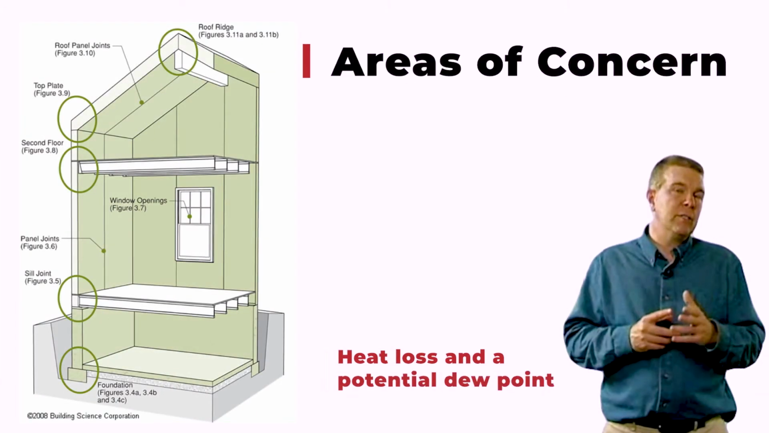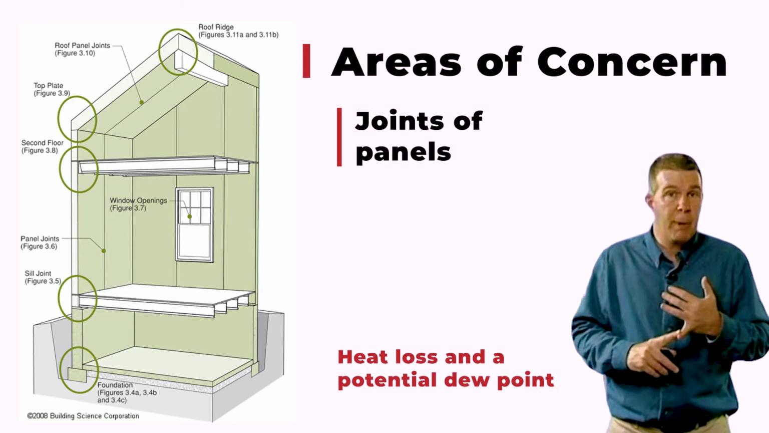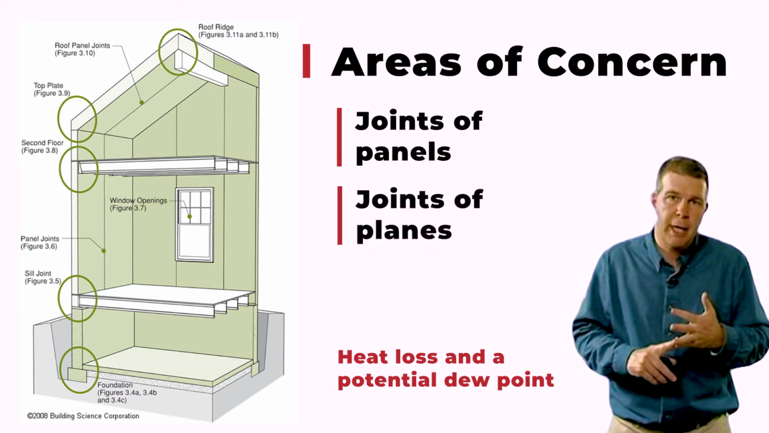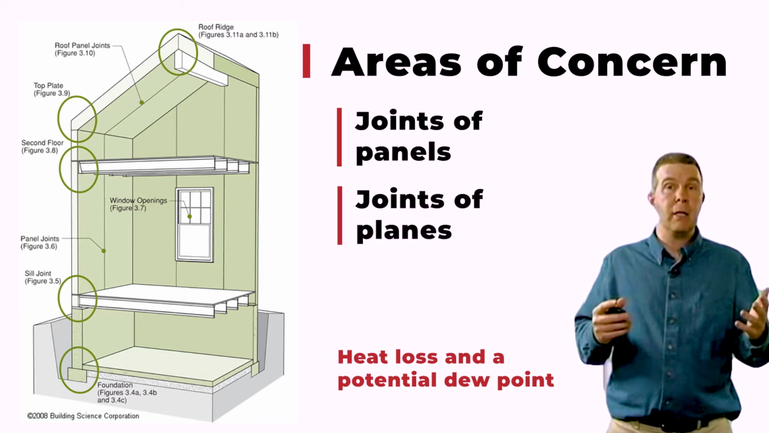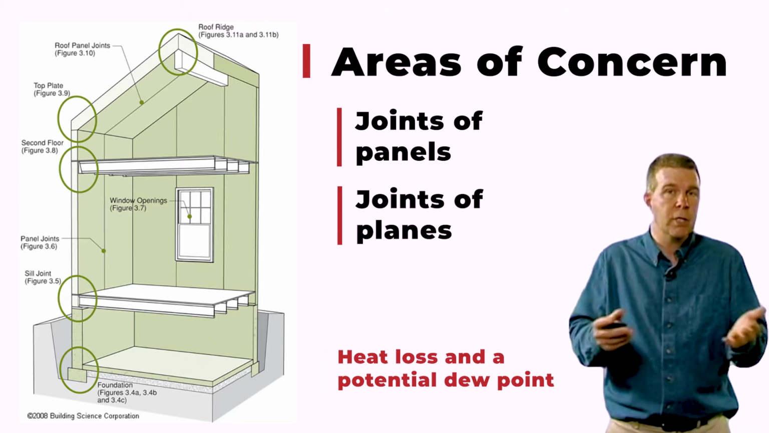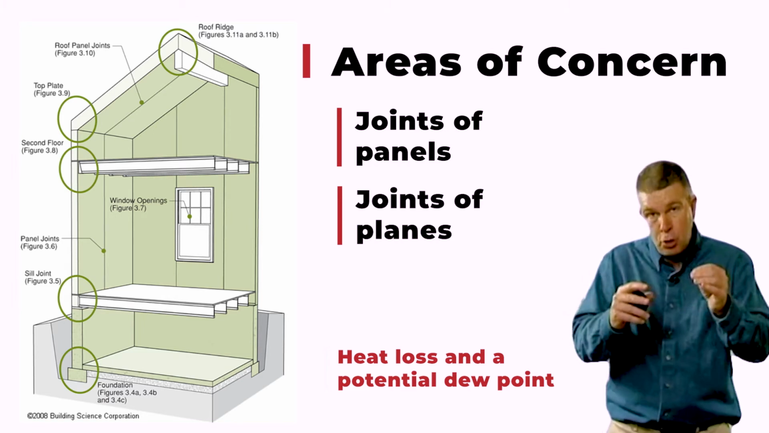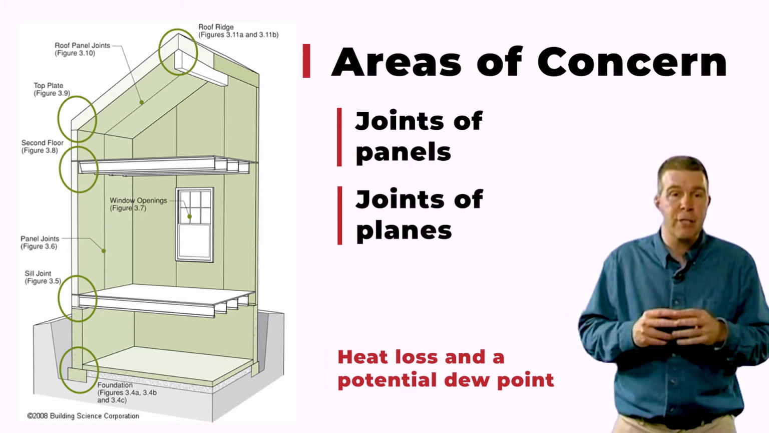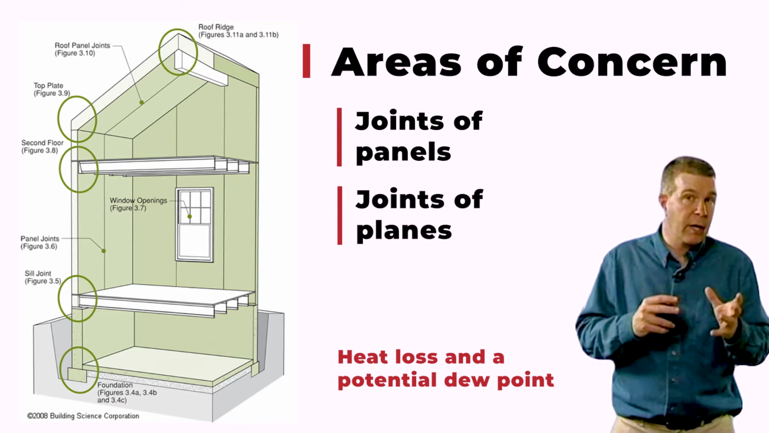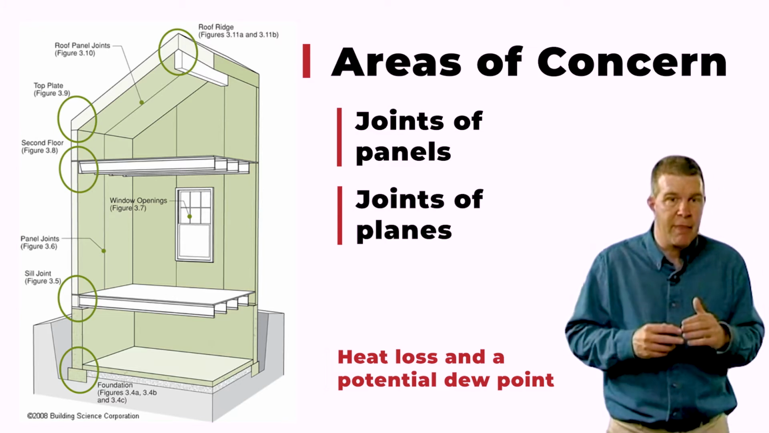There are certain areas of concern. We'll call these areas of concern the joints of the panels and the joints of the planes. Again, the panel is darn near perfect. We've already described what it is and how it works. It's always going to be these joints and the connections of the planes that you as the installer need to pay extra attention to make sure that none of that air can move in there and take any of that vapor with it and have bad things.